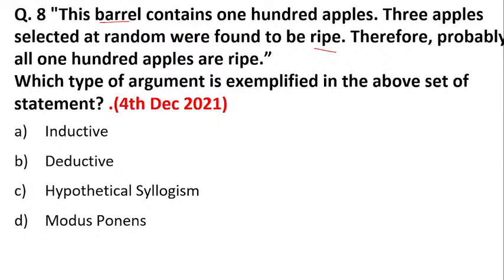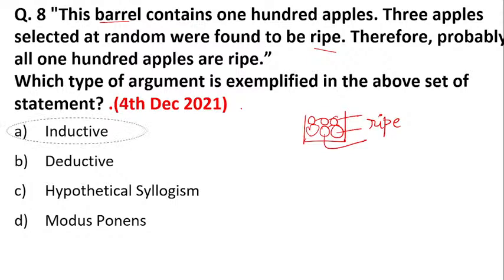This barrel contains 100 apples. For example, if one container is having 100 apples, let's assume these are apples. Now you pick 3 apples, 1, 2 and 3, and you saw that all 3 of them are ripe. Now you are concluding that all of them are ripe. So this is an example of an inductive argument.